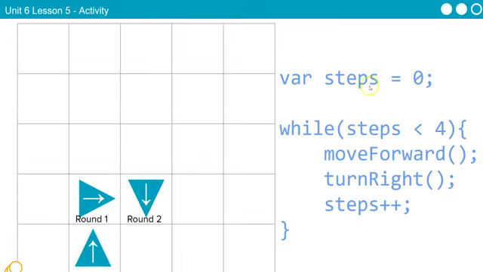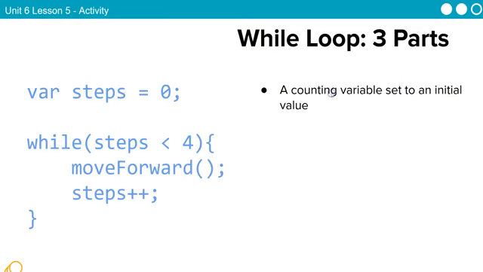Again, steps less than 4, that is true. So it's going to move forward, turn right, add 1 to steps. Then for round 3, it's still steps is less than 4, so that's going to be true. So it's going to move forward, turn right. Then it's going to add 1 to steps. So now my steps is 3. So 3 is less than 4. It's going to move forward, turn right, add 1 to steps, and then it increases steps to 4. And at that point, this will evaluate to false, and it will not move anymore. So I'll be done.